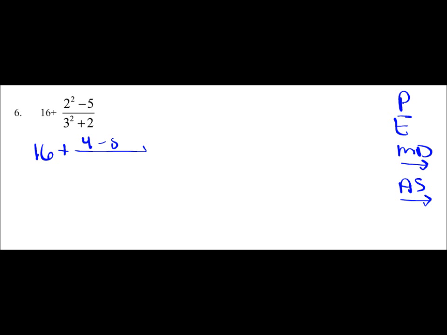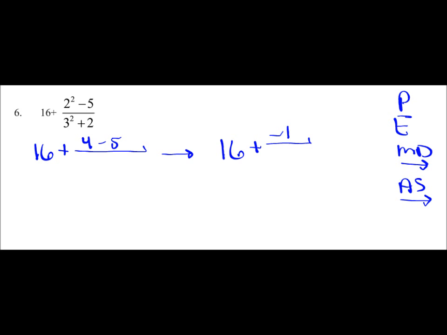Finally, we have number 6. 6 has 16 plus 2 squared minus 5 over 3 squared plus 2. Again, we're following the same recipe, PEMDAS. Parentheses, exponents, multiply, divide, add, subtract. And so let's see what we'll have here. 16 in the front, and we have 2 squared, which is 4 minus 5. And so I'll bring my 16 over, and 4 minus 5 is -1.